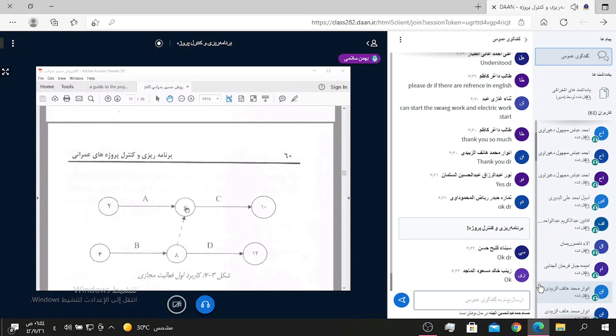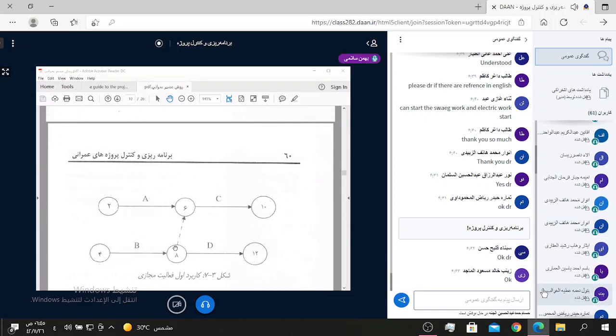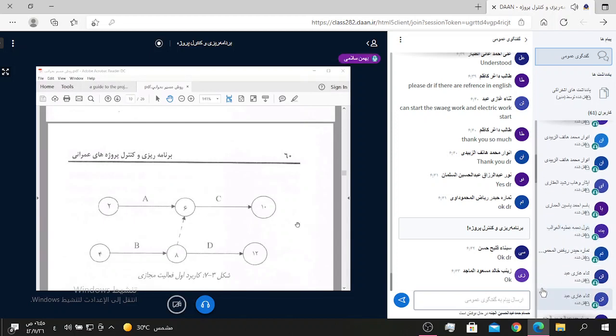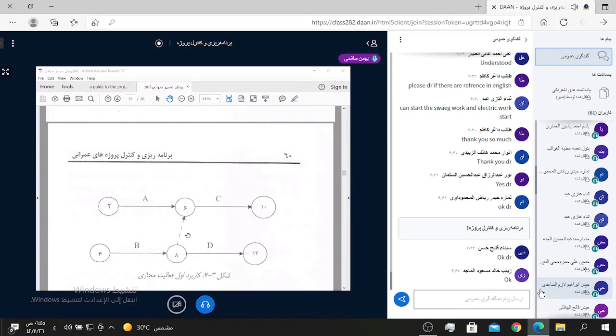As you see, we write the activity same as this. This is the dummy activity. Dummy activity, the duration of dummy activity is 0 for all. Dummy activity, the duration of dummy activity is 0.